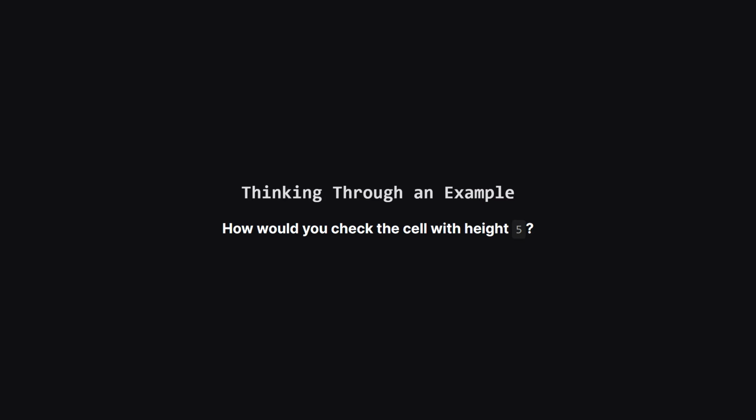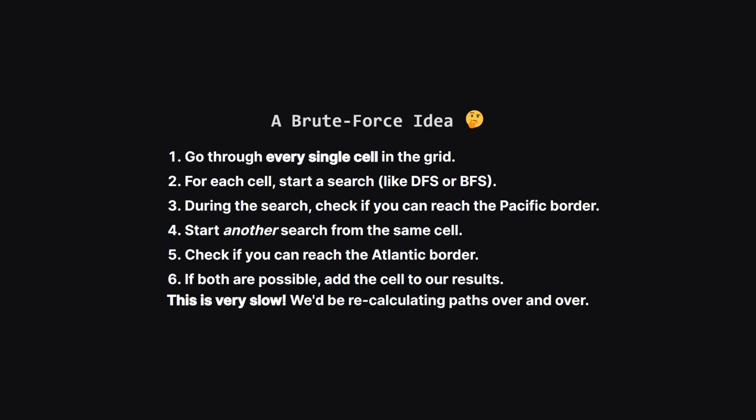Let's look at this example. How would we figure this out for a single cell? Let's take that middle cell with the height of 5. To see if it's a valid answer, we'd have to start a search, like a depth-first search or a breadth-first search, to see if we can find a path of non-increasing numbers to the top or left edge. Then, we'd have to start another search from that same cell to see if we can reach the bottom or right edge.